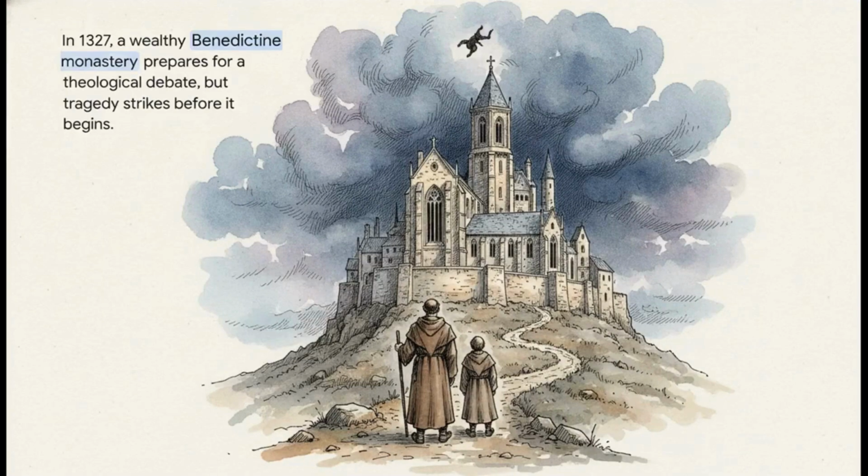Picture this. The year is 1327. We are at a wealthy Benedictine monastery in northern Italy, and the backdrop is highly political. The abbey is preparing for this massive theological debate between the Pope's representatives and the Franciscans about apostolic poverty. But before the conference even begins, tragedy strikes. A monk has apparently committed suicide by throwing himself from the monastery tower. Now, the abbot desperately needs this handled quietly, so he tasks 2 new arrivals to discreetly investigate.